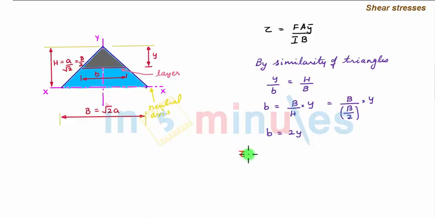at this layer as tau is equal to F multiplied by A y bar, which will be given as half into b into y, which is the area of this triangle, and y bar will be given as, if you see, the centroidal axis of this shaded area will be at a distance of 2 by 3 of y from this vertex. So y bar, that is the distance of the centroidal axis of this triangle from the neutral axis of the whole cross section, will be given as h minus 2 by 3 of y. So we have y bar is equal to h minus 2 by 3 of y.